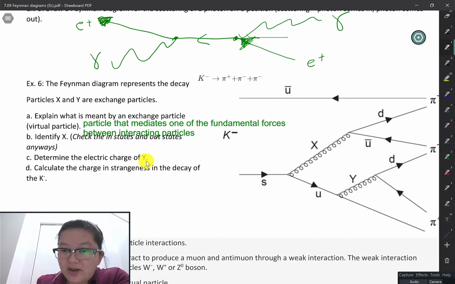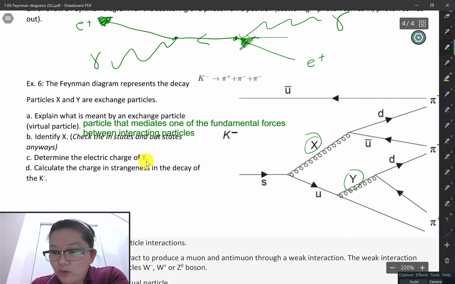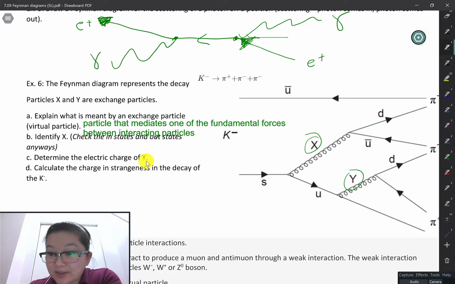Next up we have B here, which is identify X. We have a bit of unknowns. We have X, we have Y, and I believe that is it. So we want to first identify what X is. You might think that it looks like a gluon because of the wiggly, curling lines, but we always want to make sure. So it's always good to check what you have and what you end up with.